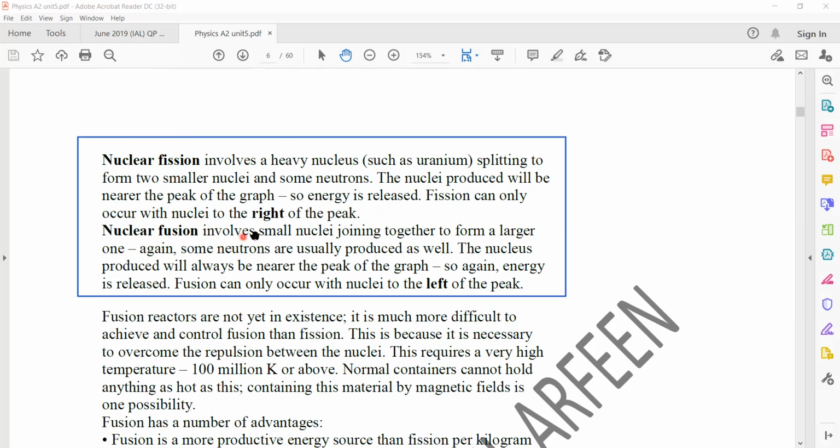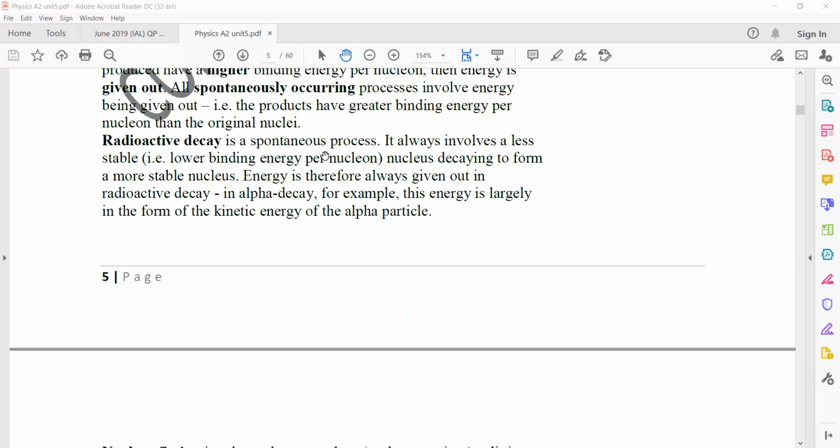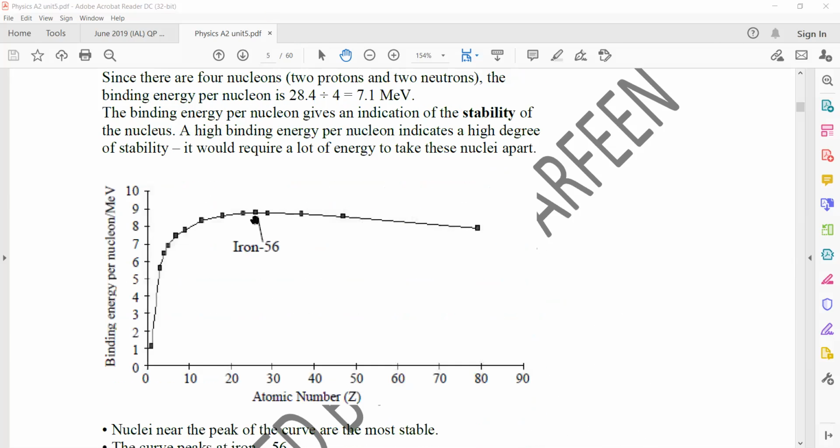And fusion involves smaller nuclei joining together to form a larger one, and fusion can only occur with nuclei on the left of the peak of this binding energy per nucleon graph.